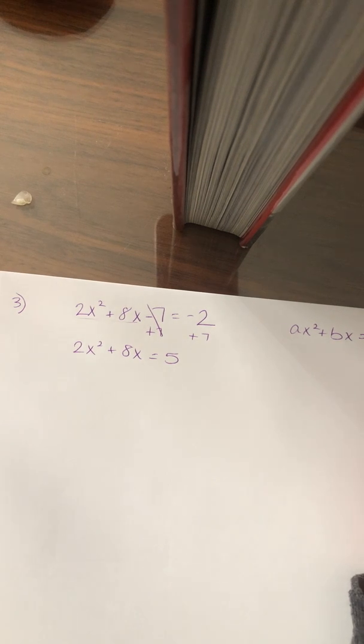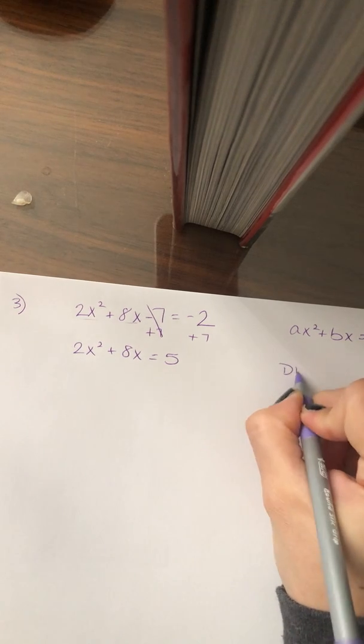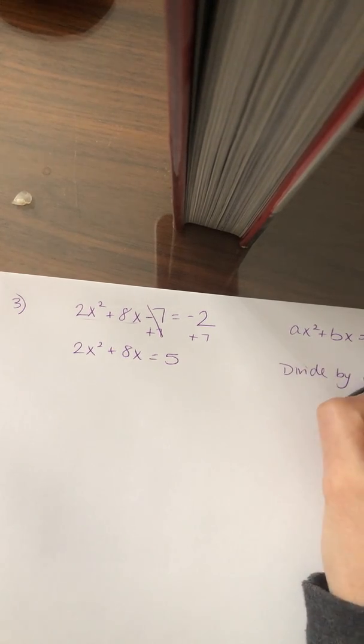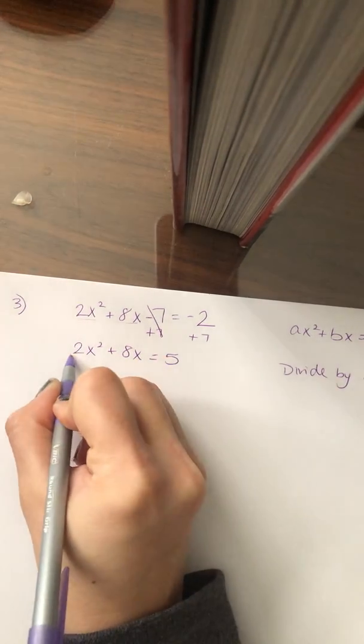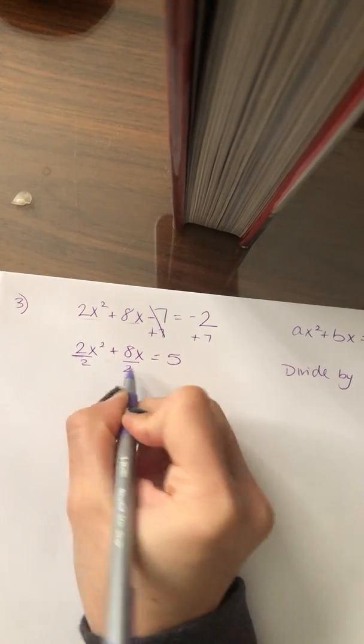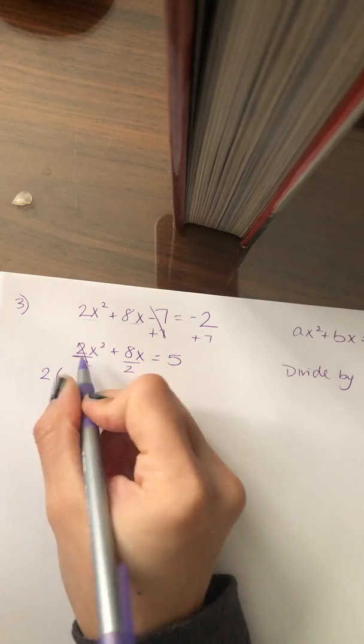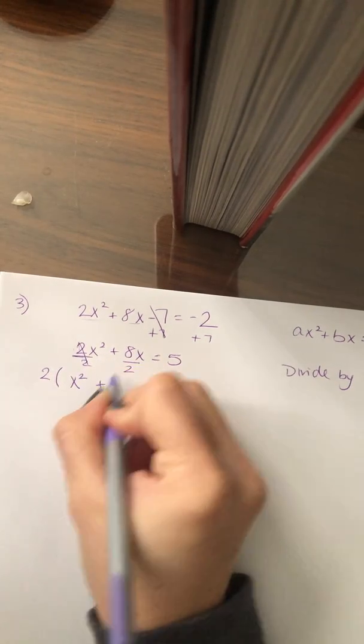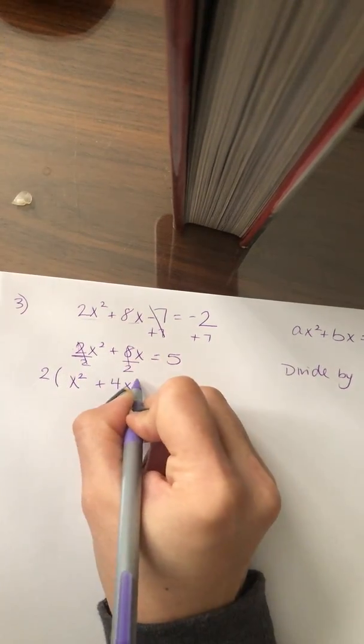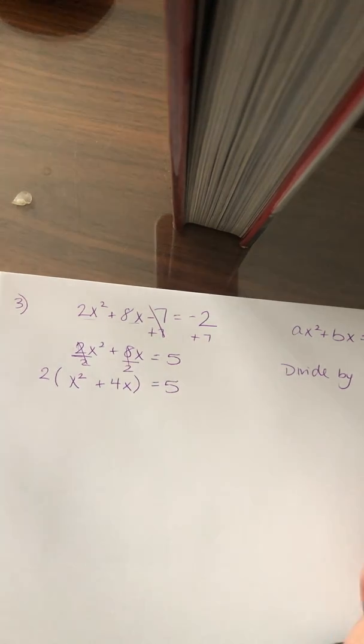Step 2 says divide by A. So the coefficient of x squared is 1. So step 2, divide by A. So A is 2, so I'm going to divide by 2 on both sides. That means my GCF is 2. So now I have just x squared inside plus 4x equals 5. Okay, hopefully we're good so far.